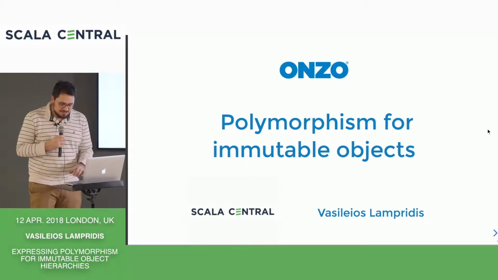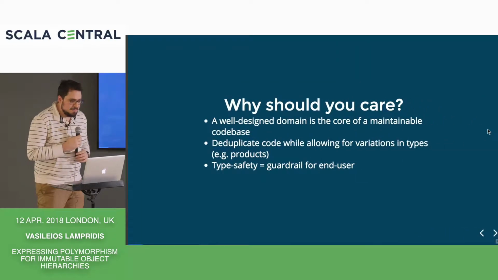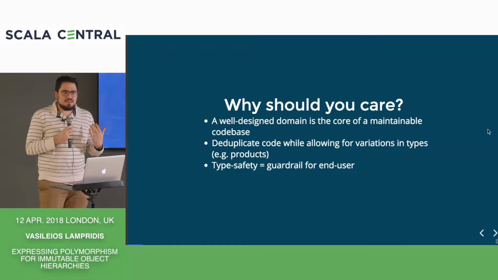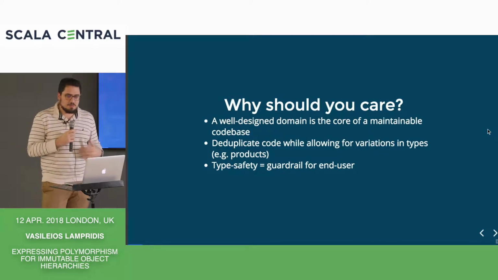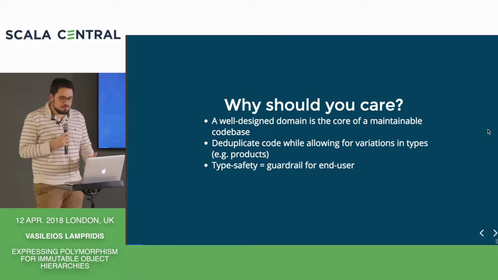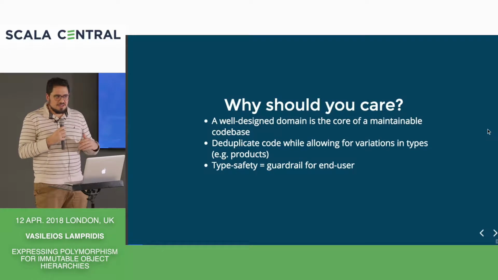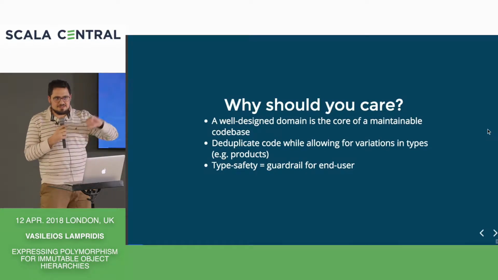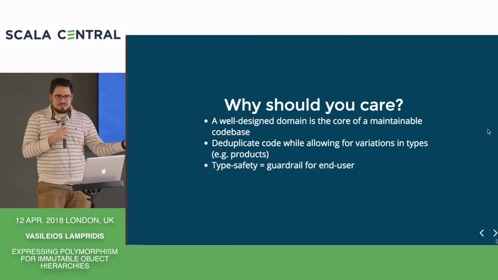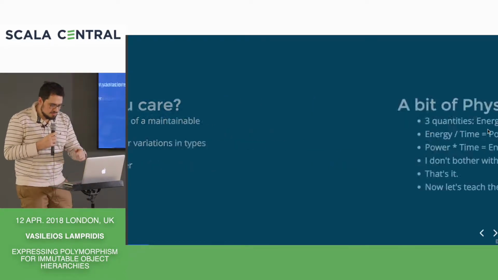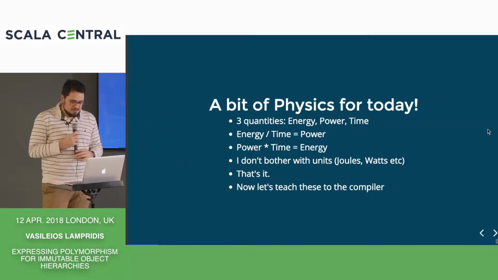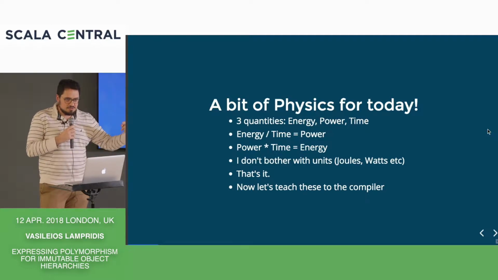Polymorphism for immutable objects, and straight on to why should you care. I believe that having a well-designed domain model is at the core of a well-maintainable code base. And it can help a lot in deduplicating code without losing type safety and even promoting type safety, which, if you think about it, has a very nice effect of almost writing tests that are used by the end user of the code instead of just being run on your version of the code. So it's very good, especially for domain models that are used across code bases.